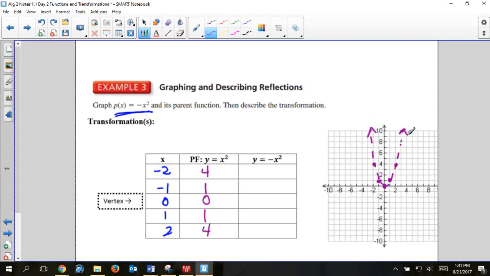If you're using more than one color, then you could use two different colors, one for your parent and one for your regular function. Otherwise, I would just dash the parent function if you're just using pencil.